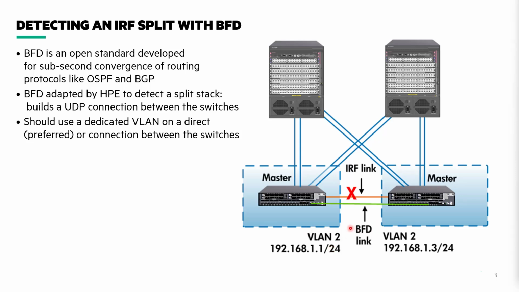So if they don't see each other on the link, but they do see each other on the BFD, it means I am able to guarantee that the master is physically available. I will then go ahead and shut down my ports, except the IRF link and any other link that has been excluded. As best practice, we would also exclude the IRF link anyway, just in case.